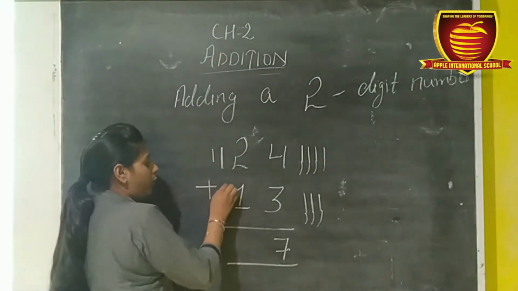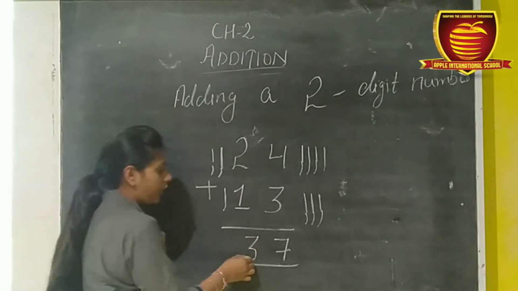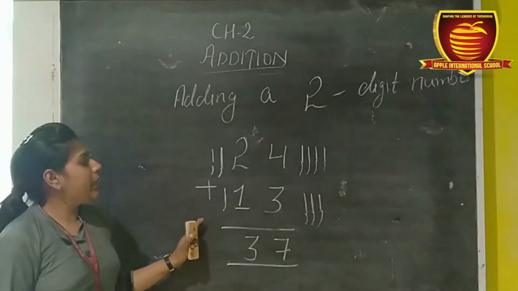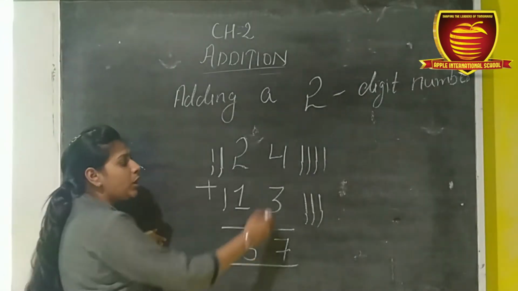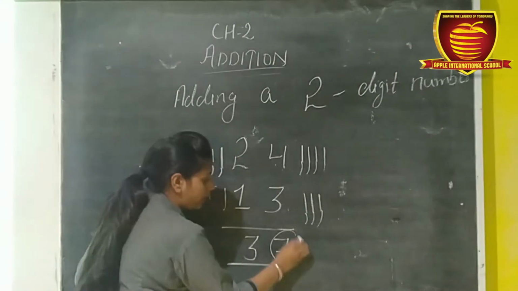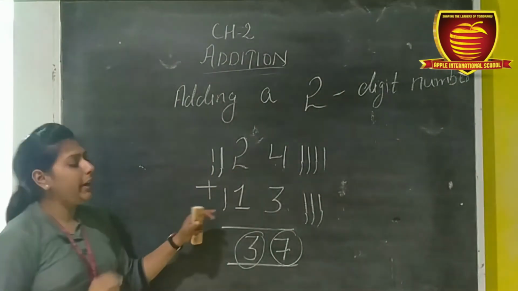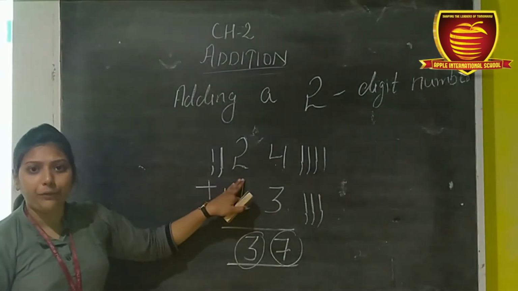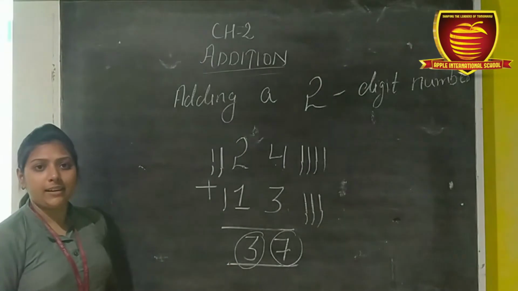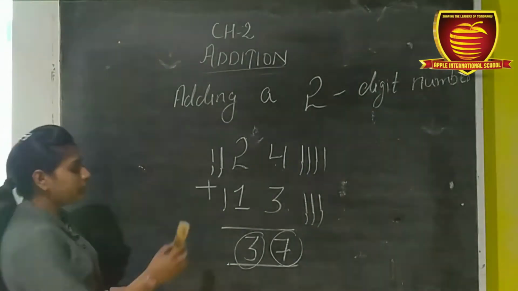Here 1, 2 and 1. 1, 2, 3. So Ajay, these are sums without carry. Here we have to add 4 plus 3. 4 plus 3 equals 7. 2 plus 1 equals 3. So when we add 13 to 24, the answer is 37.